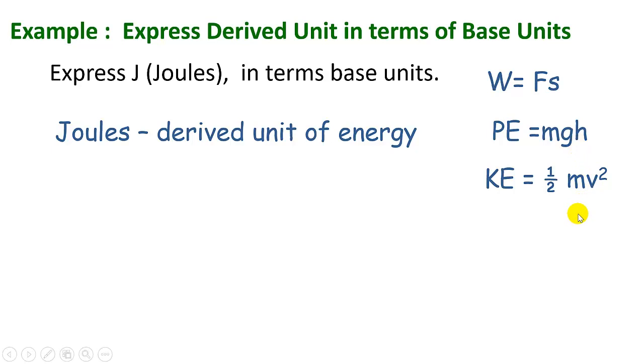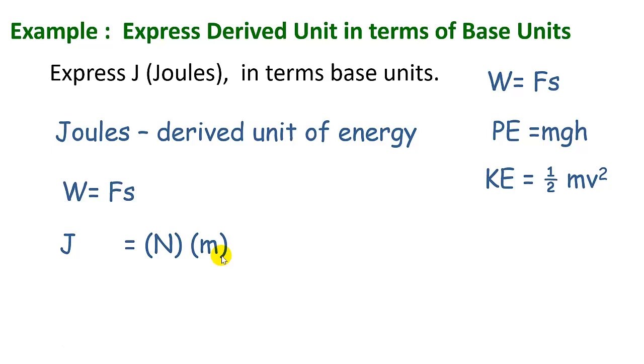For my example today, I'm just going to choose the first equation, W equals Fs. You can try to use the other two equations later as practice to show that the base unit of joules will work out to the same answer. Back to W equals Fs. Now the unit of work done is joules, and that can be expressed as Newton, the unit for force, times meter, the unit for displacement.